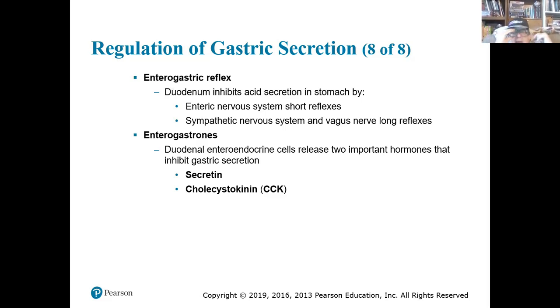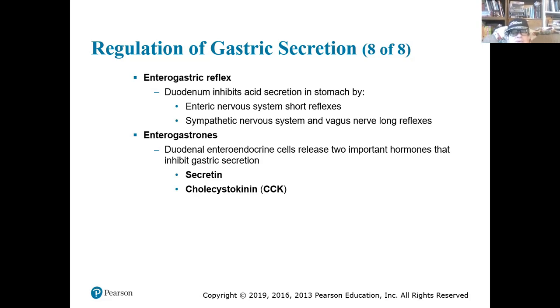The enterogastric reflex: the duodenum will inhibit secretions by nervous system reflexes. Send nerve signals to the stomach saying stop. This is sympathetic nerve. This is vagus nerve, long reflexes.